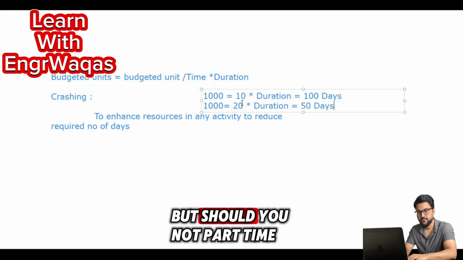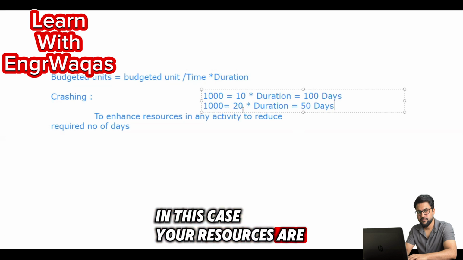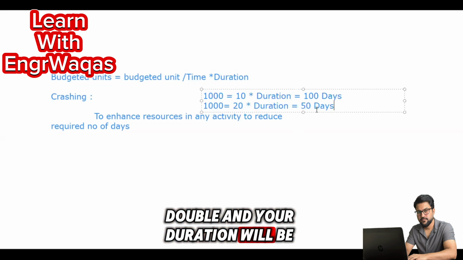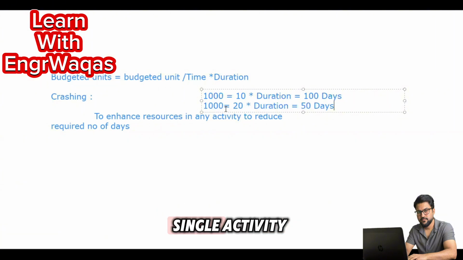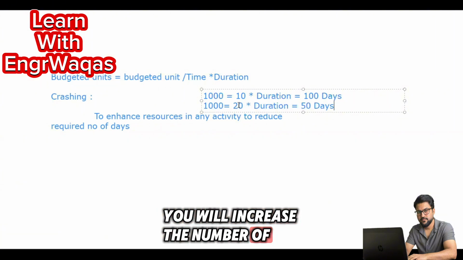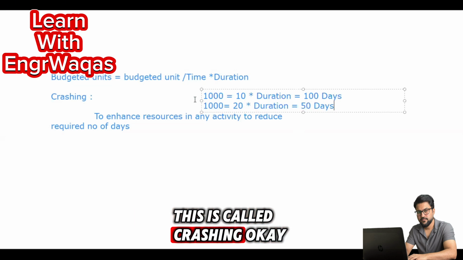You can see here budgeted unit per time, the planned hours a resource will work in one day. In this case you have one resource. In this case your resources are doubled, and your duration will be compressed. So this is crashing. In a single activity you will increase the number of resources and you will decrease your duration. This is called crashing. Okay.